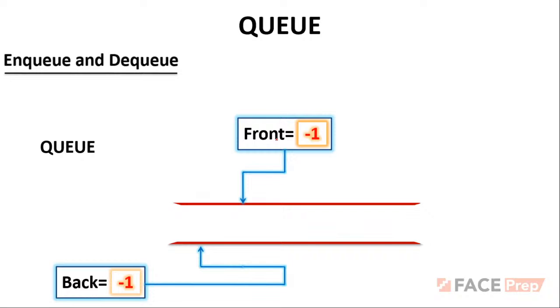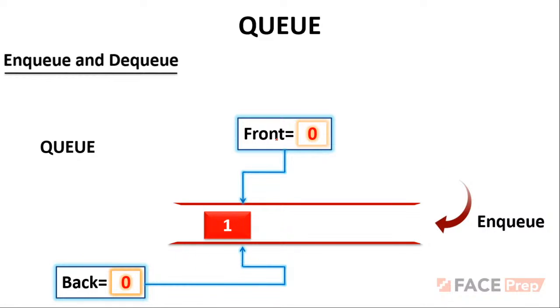I'm going to insert my first element in my queue. How can I insert my first element? That is nothing but Enqueue. So Enqueue is nothing but insertion. When I insert the first element of the queue, remember one thing: the value of back is incremented by 1 which becomes 0, and the value of front is also incremented by 1 which becomes 0. Both the value of front and back will be incremented when you are inserting your first element.